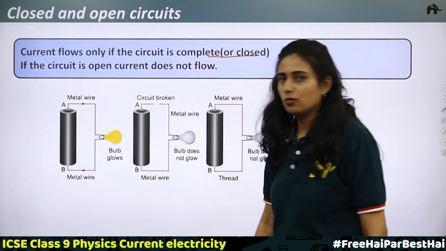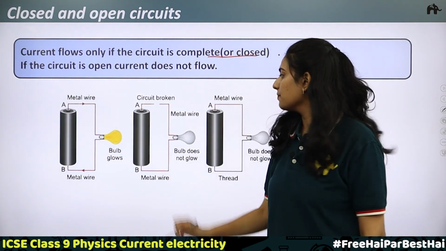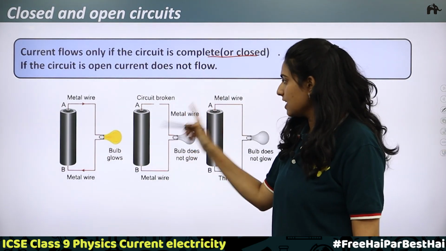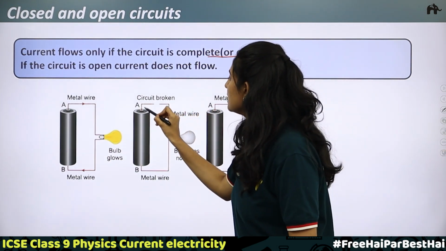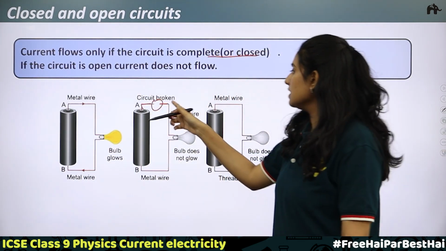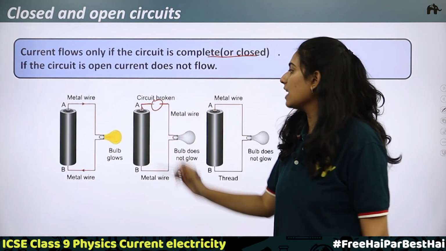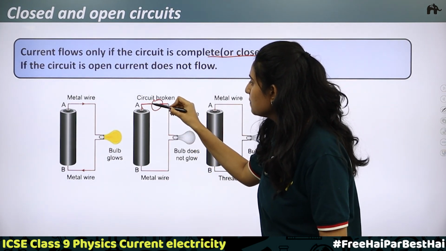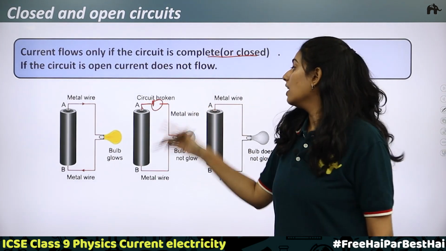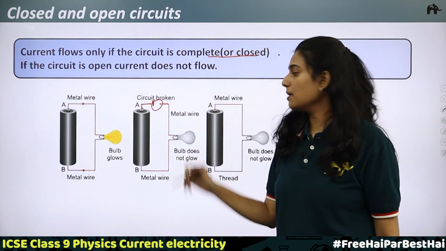Now take this case. What can you see? In this case, two metal wires are used. The dry cell is there, but the bulb does not glow. When you check, you can see that the circuit is broken. Till here it is there. Here you can see a gap. Since there is a gap, what happens? The current cannot flow through the circuit. The current flow is stopped. Current will reach this point and cannot flow further. So this is an example of an open circuit. The current flow is stopped and the bulb does not glow.